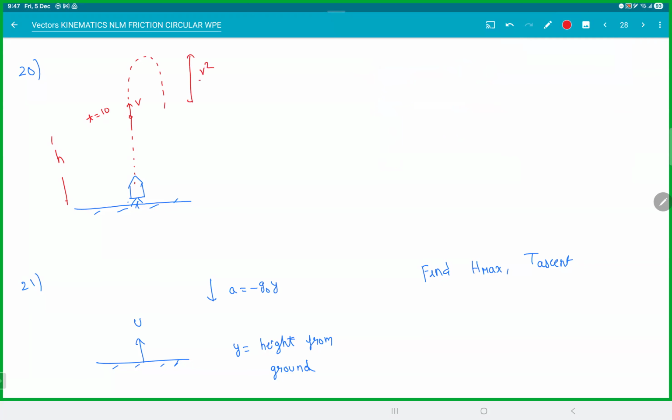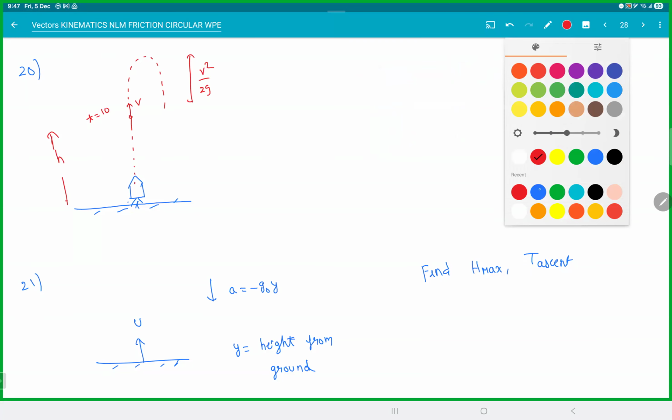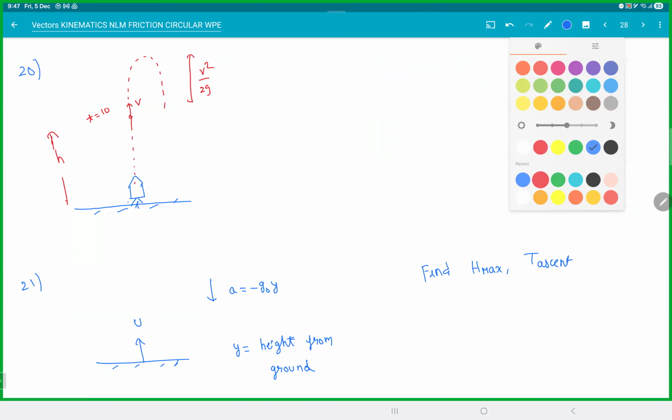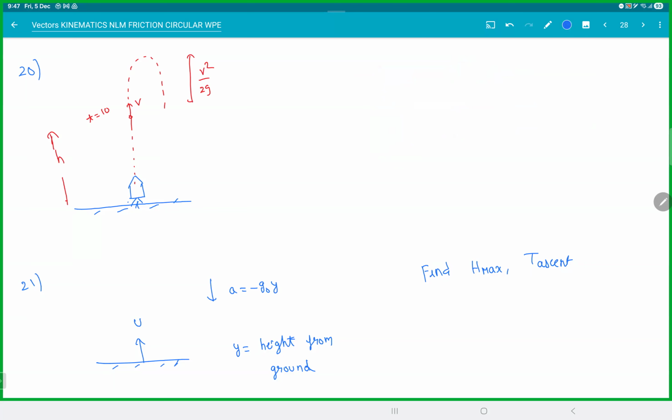This will be v square by 2g. So I need to find h and v and my job's done. There. In the first 20-30 seconds, this is the story you have to tell yourself. Now comes the solving part. This is what I'm saying.